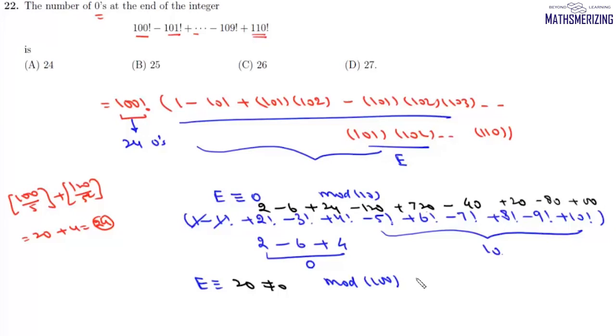So that means it is not divisible by 100. So in this expression E, there is only one trailing zero. So number of zeros in the end of this integer will be 25. That is 24 from this and 1 0 from this second expression.